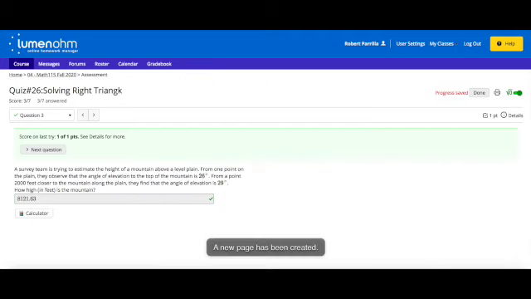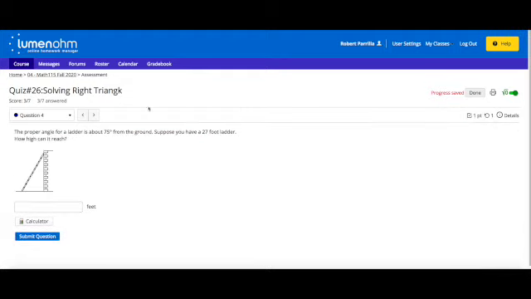All right, next one is going to be question number 4. Question number 4 looks like another ladder problem, for God's sake. All right, well, I'm going to use the picture this time since they gave me a picture. This is 75 degrees from the ground, and I have a 27-foot ladder. They want to know how high I can reach: opposite over hypotenuse, sine of 75.